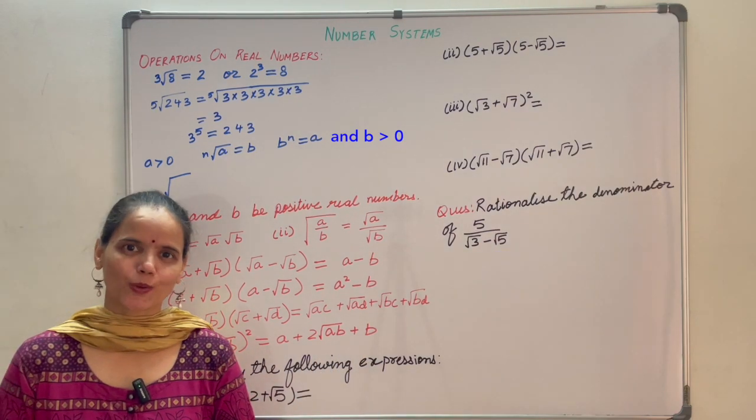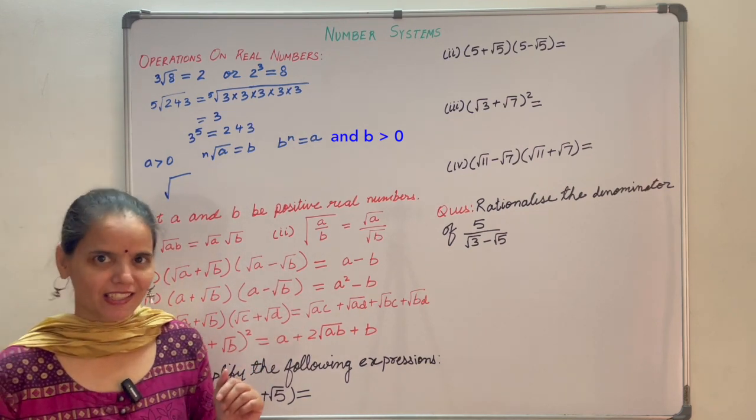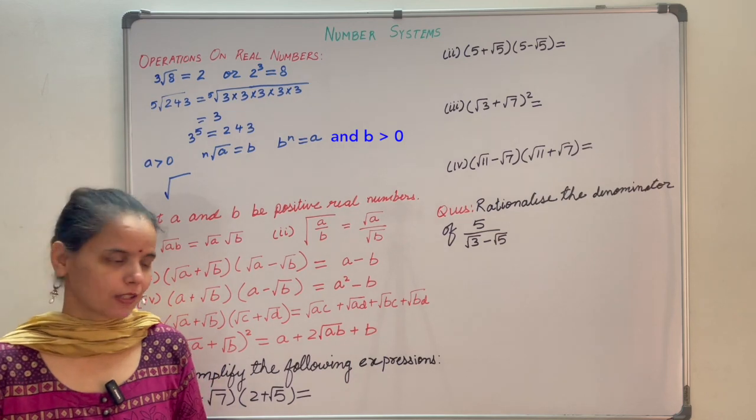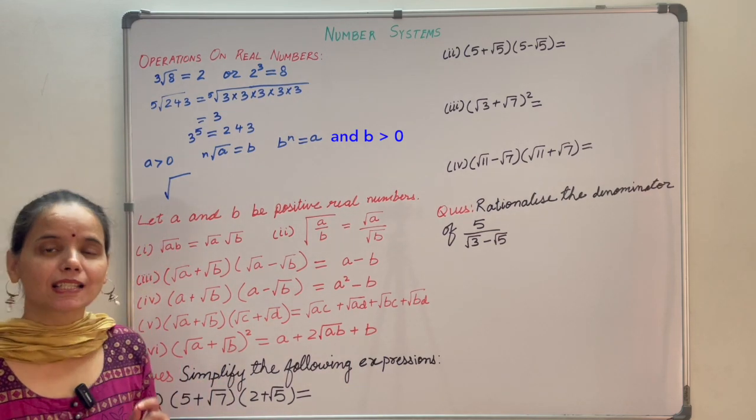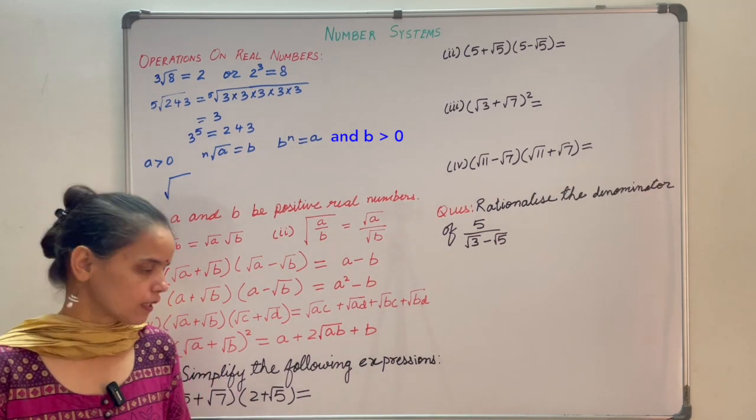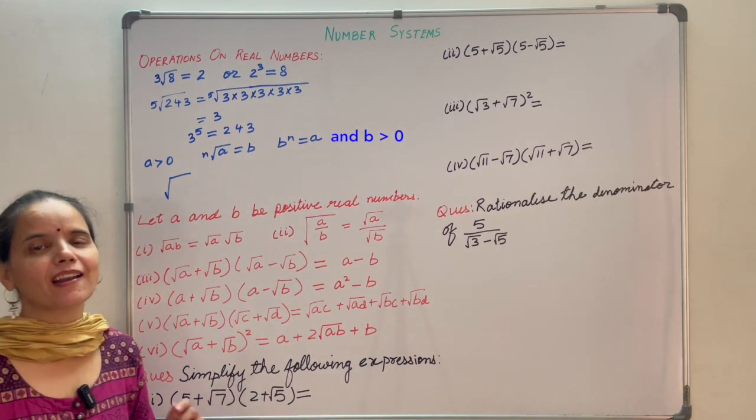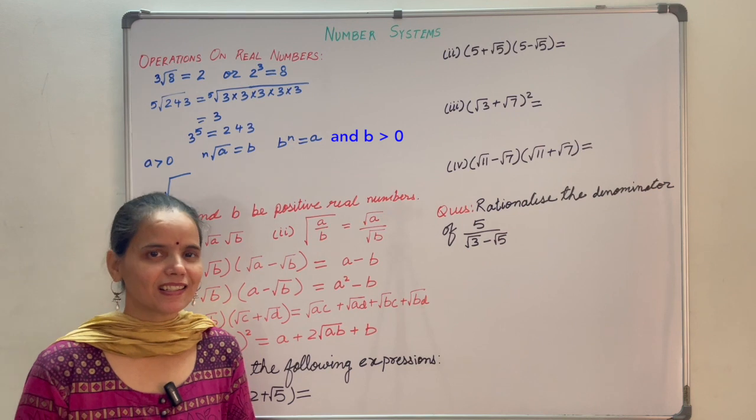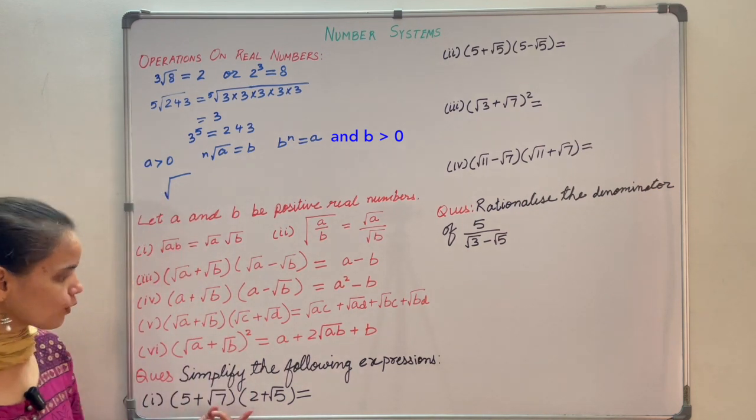Let us now take one question based on these identities. So the question is, simplify the following expressions. What do you mean by this word simplify? Simplify means you have to solve this and write down your answer as the sum of a rational number and an irrational number. So let us solve it now.